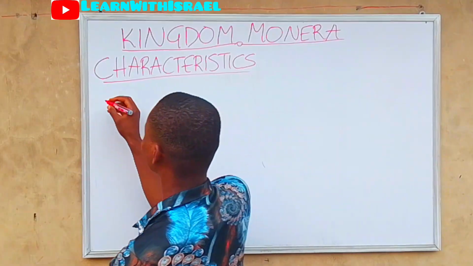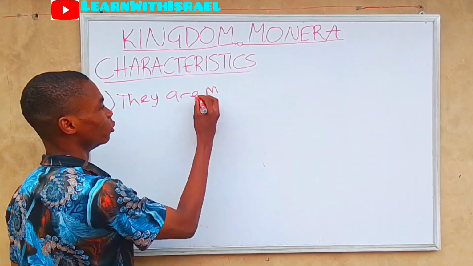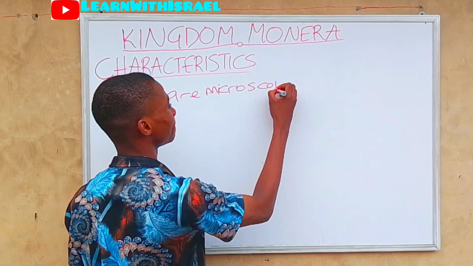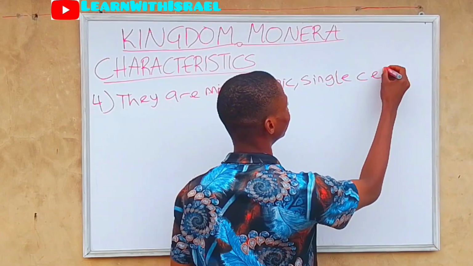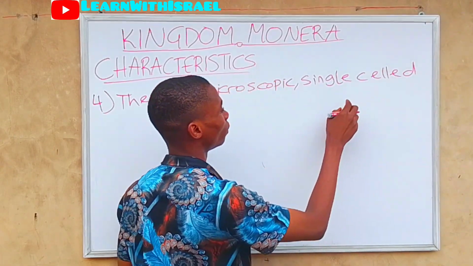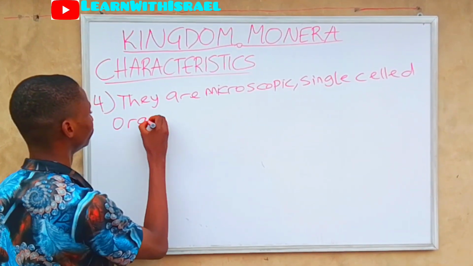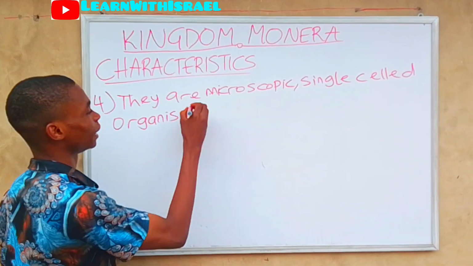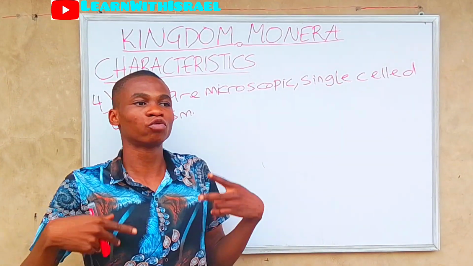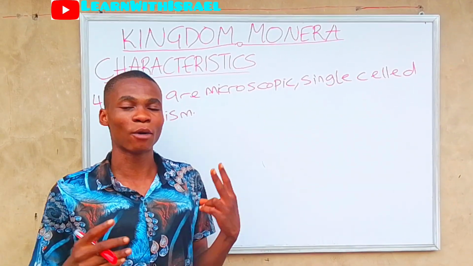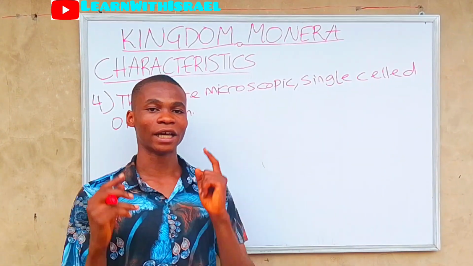The fourth one is they are microscopic single cell organisms. And when I say microscopic, it means I can see it with the aid of a microscope. Single cell also means they are unicellular organisms. Monerans are not multicellular. Multicellular means they have multiple cells. But Monerans are single cell organisms, which also means they are unicellular.